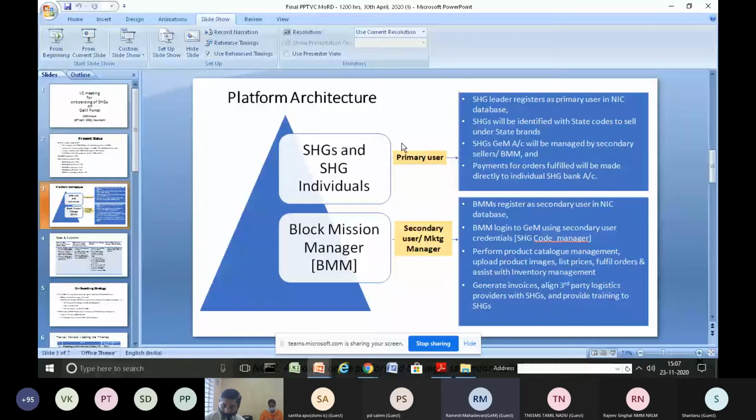And of course, the secondary users typically will be the block machine manager, BMM. They will have the complete control. They will be registered as a secondary user in this database. You will be able to have only one primary user in the system, and you can have multiple secondary users in the system. That's allowed in GeM. So typically, the SHG or SHG individuals will register as a primary user, and the block machine manager will register as a secondary user. The BMM registers as a secondary user in the NIC database, and logs into GeM using the secondary user credentials and performs the product catalog management, basically uploading the products, listing the price, fulfilling the orders, and assisting in inventory management. Typically, the generation of invoices aligned with the third-party logistic providers with SHGs is also done by the BMMs. So this is how the setup will be in your case, where the primary users will be SHG or SHG individuals, and the secondary user will be the block machine manager.